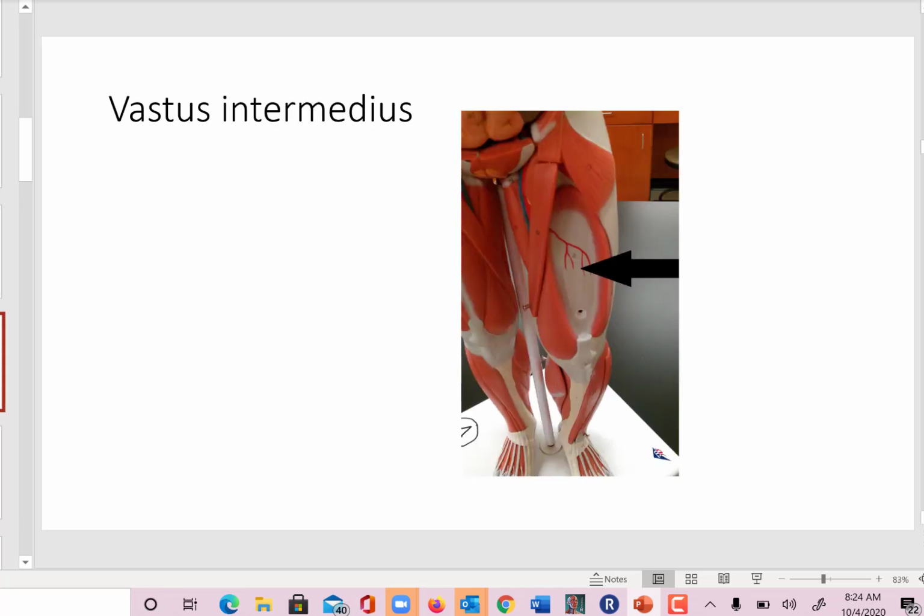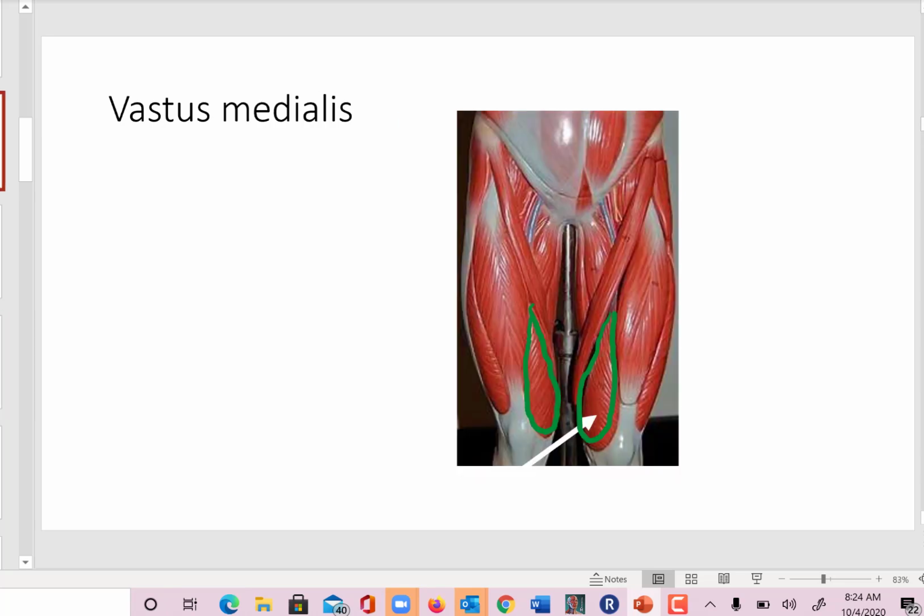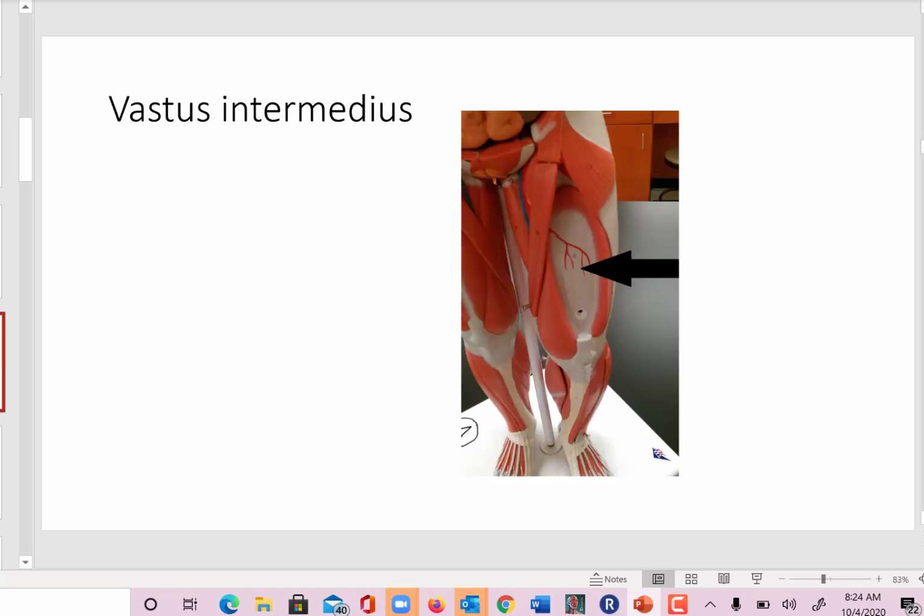The vastus intermedius is actually deep to the rectus femoris, and that's what you're seeing in this picture. Notice that the rectus femoris has been removed. Let me show you a previous picture. So here's your rectus femoris, and that has been removed from this model, and this muscle that you're seeing underneath of it is the vastus intermedius. It has its origin on the proximal femur, and it inserts again on the patella and tibial tuberosity. Its action is to extend the lower leg.